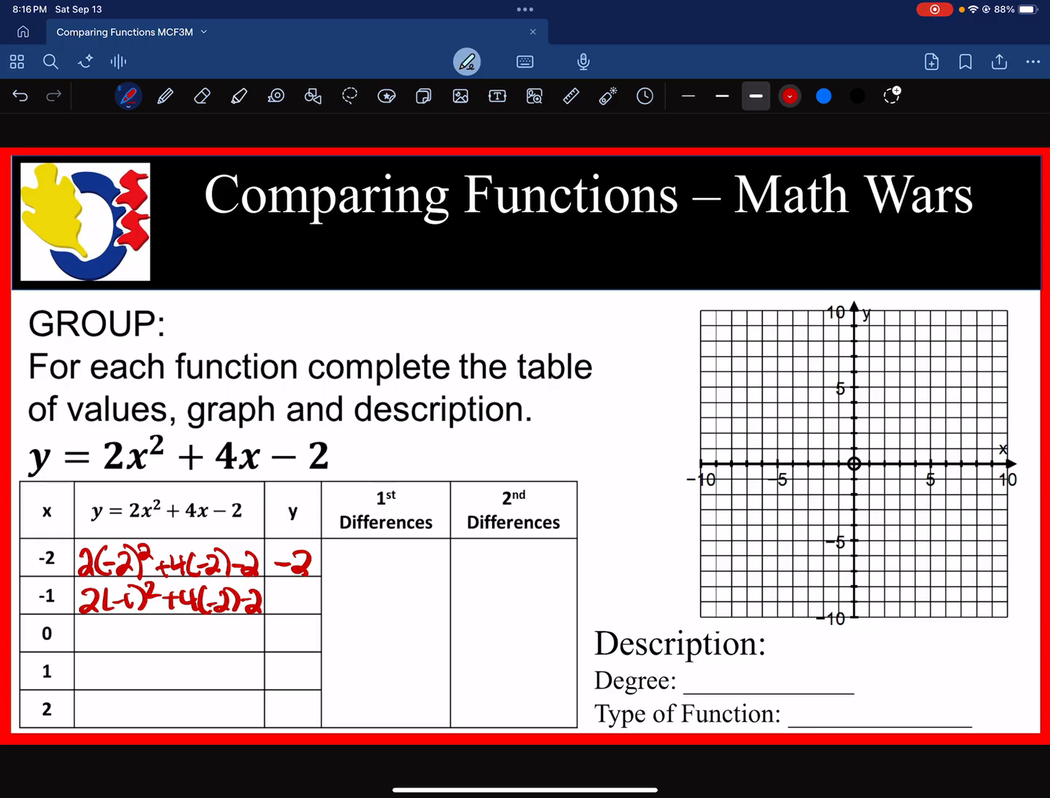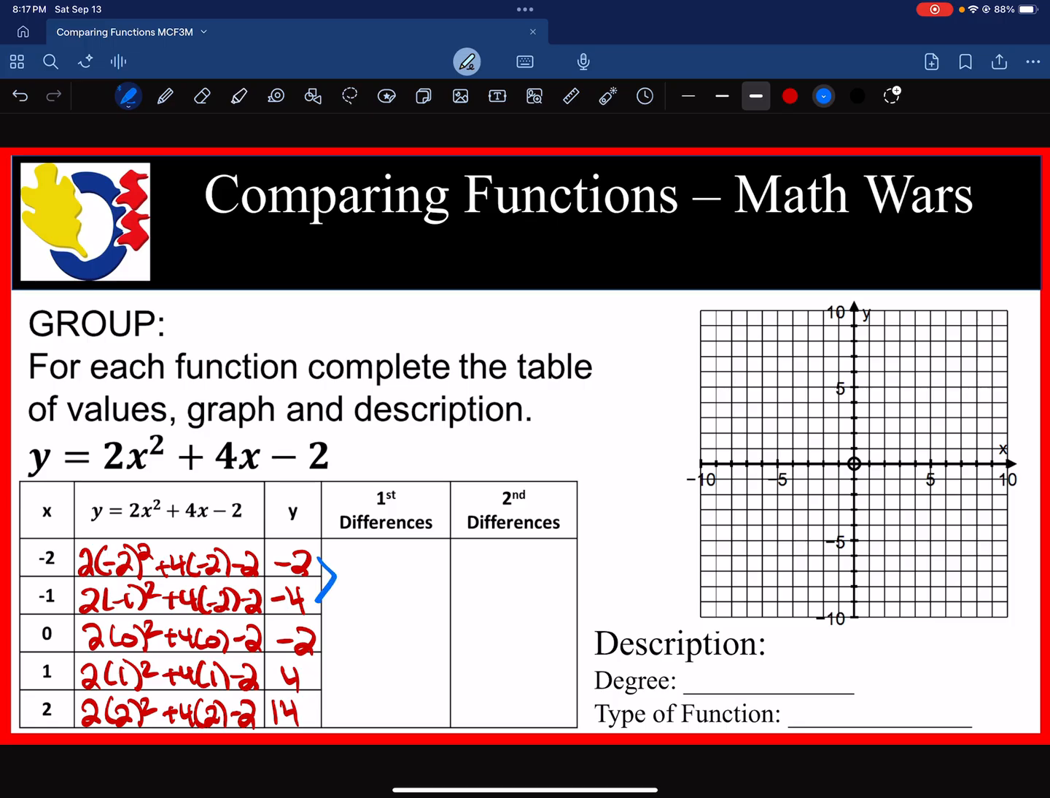Okay, plugging in for the next one, we get negative 4. 2 times 0 squared plus 4 times 0 minus 2, which is minus 2. 2 times 1 squared plus 4 times 1 minus 2. We get 1 squared is 1 times 2 is 2 plus 4 minus 2 is 4. 2 times 2 squared plus 4 times 2 minus 2, so that's 4 times 2 is 8, plus another 8 minus 2, so that's 14.